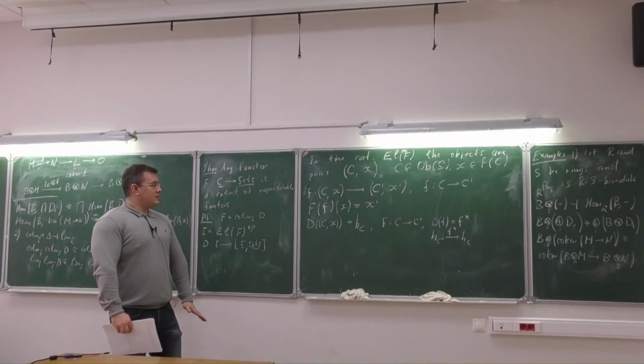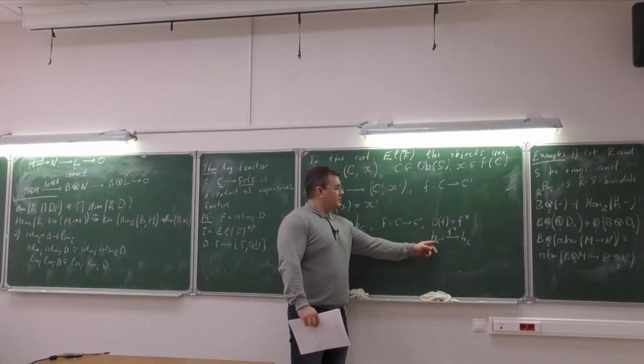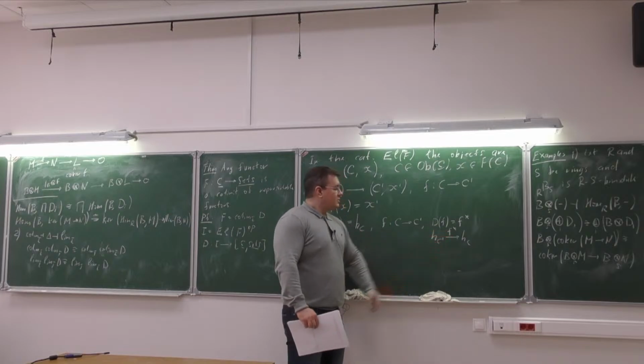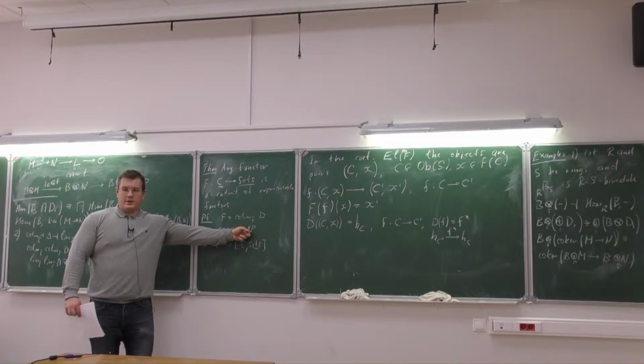You can notice here that I switched the order. It was a map from C to C prime. Now this is from H_C' to H_C. So this is why I need to write opposite here for the category I, because the functor D that I consider is actually contravariant.